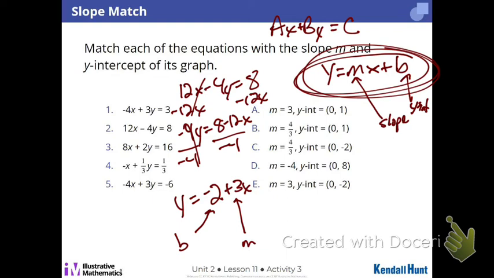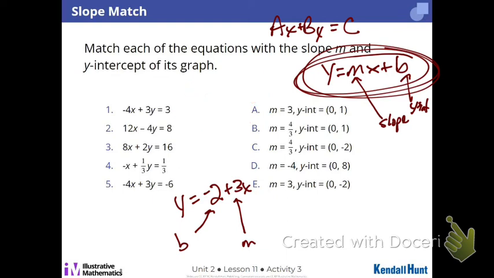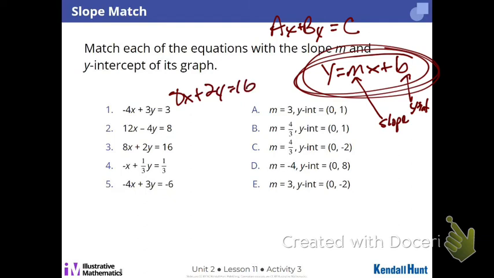Wait, so what letter is it? Whatever's got a slope of 3 and a y-intercept of negative 2. There is none. Oh, wait, yeah. It's E.